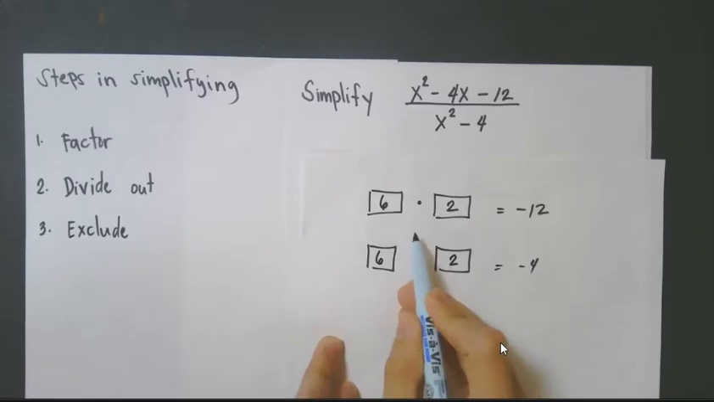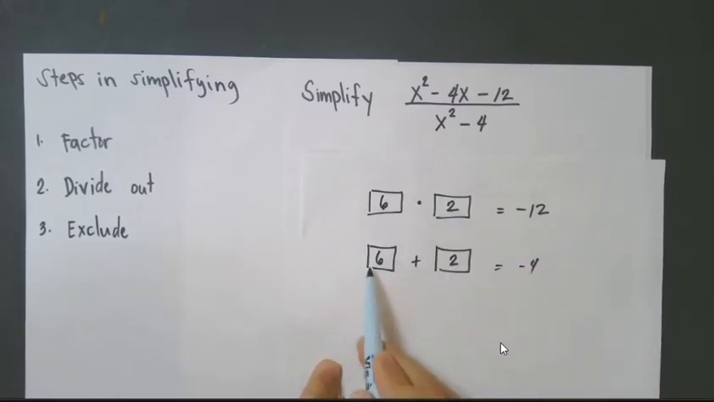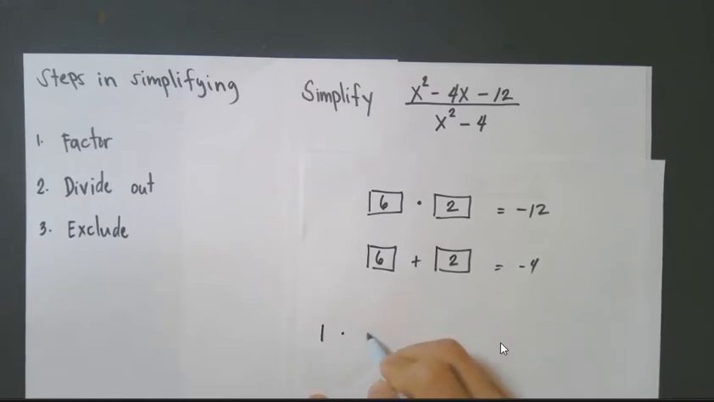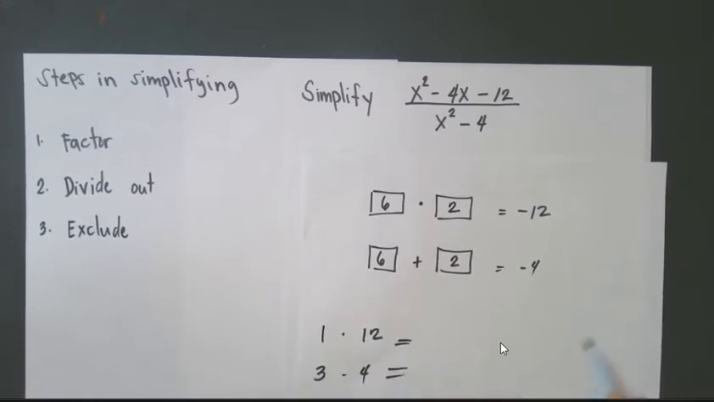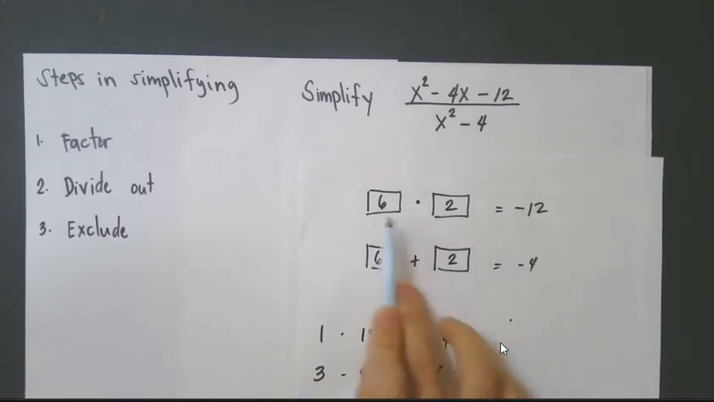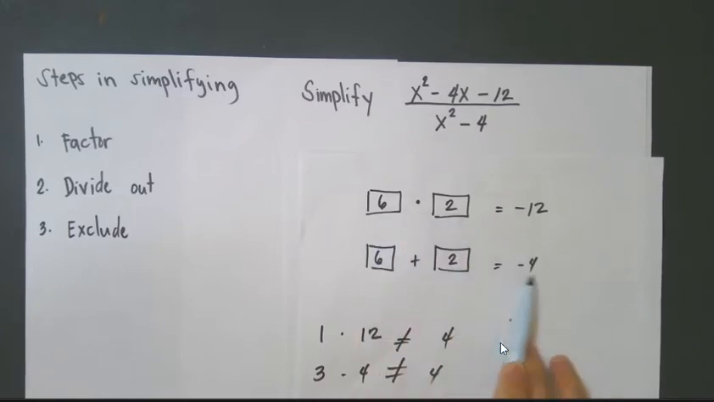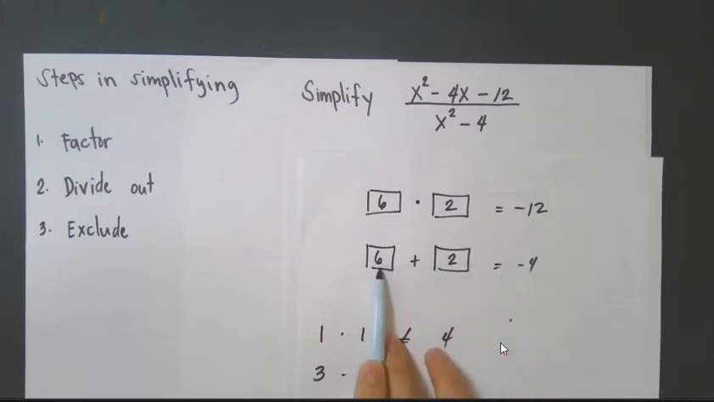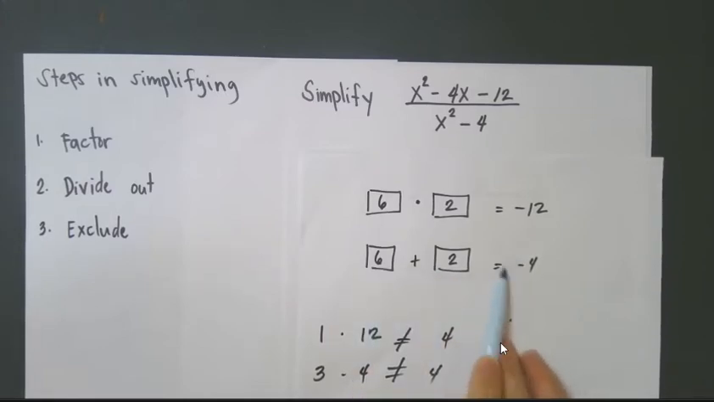Now I'm using 6 and 2 because from 6 and 2, I can get a 12 and I can get a 4. The other factors of 12 are 1 and 12, 3 and 4. But from here, I cannot get a 4. So going back here, now let's go to the sign. That's negative, so one of them should be negative. But look at negative 4. Since this is negative 4, the bigger integer, which is 6, should get that negative. So we place there negative 6.